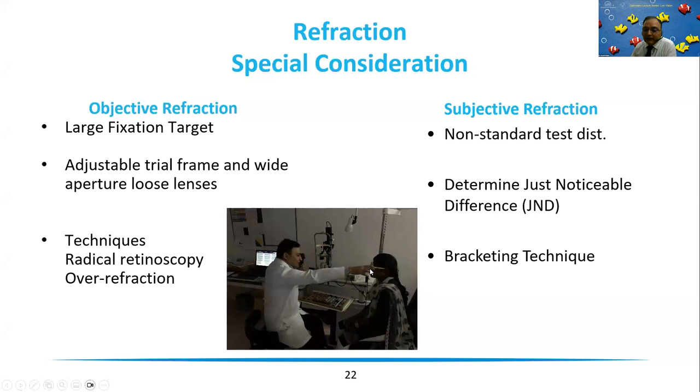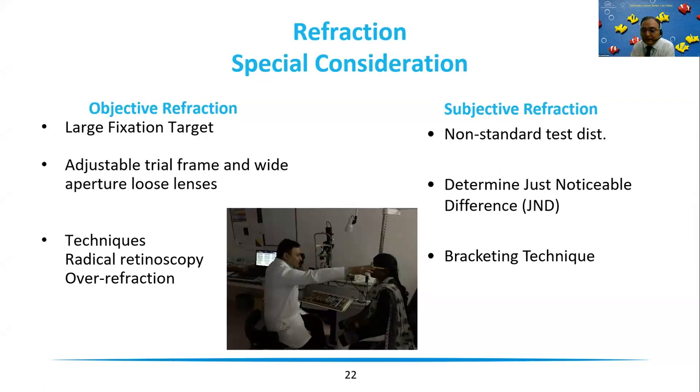And similarly, over refraction, if somebody has very high refractive error, may help you perform objective refraction. In subjective refraction, use the non-standard test distance which you have used for recording the visual acuity. If you have recorded at 1 meter or half meter, you can start subjective refraction from there. And as the acuity improves, you may probably increase the test distance.